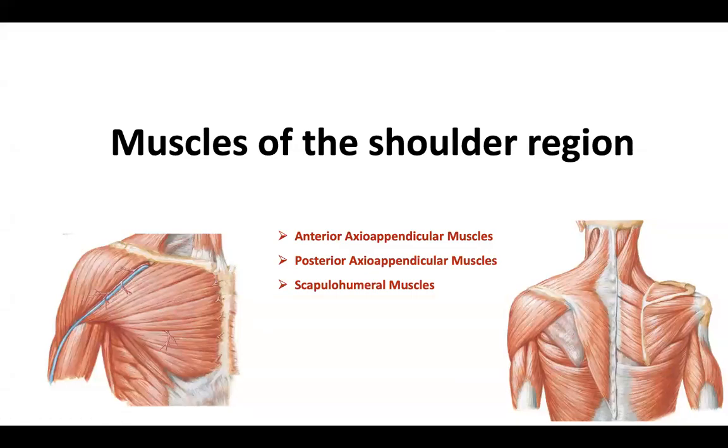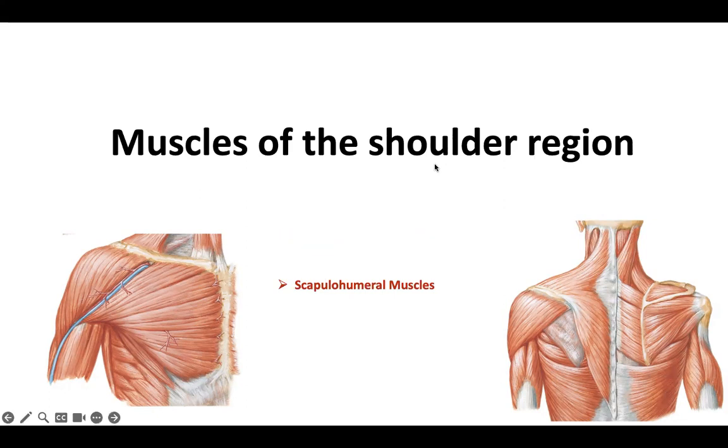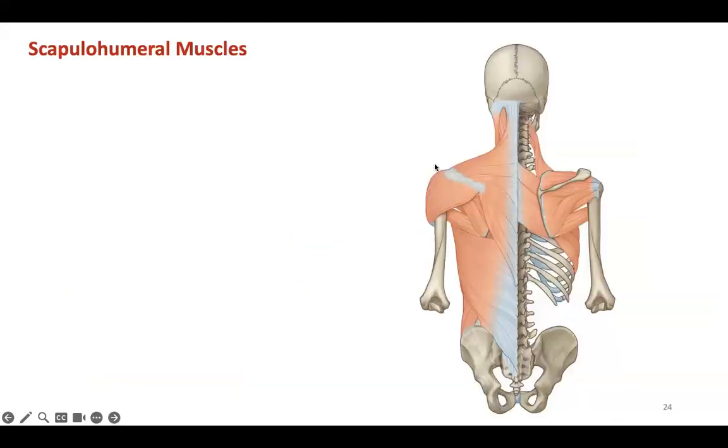Hi everyone, this is the last lecture on the muscles of the shoulder region. We have covered anterior axioappendicular muscles and posterior axioappendicular muscles. So in this part, I will be covering the scapulohumeral muscles. Scapulohumeral muscles, as their name indicates, run from scapula to humerus.